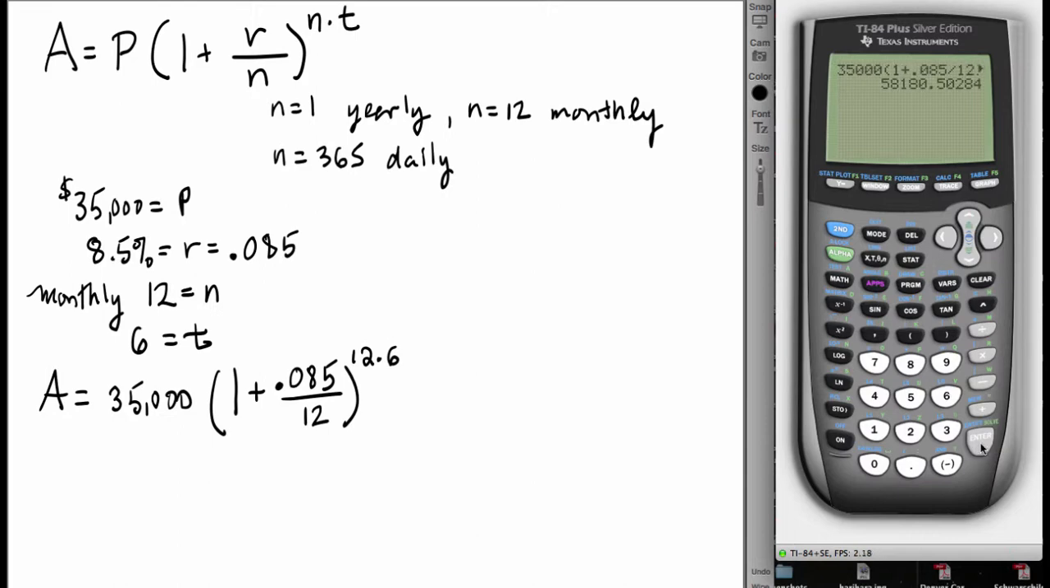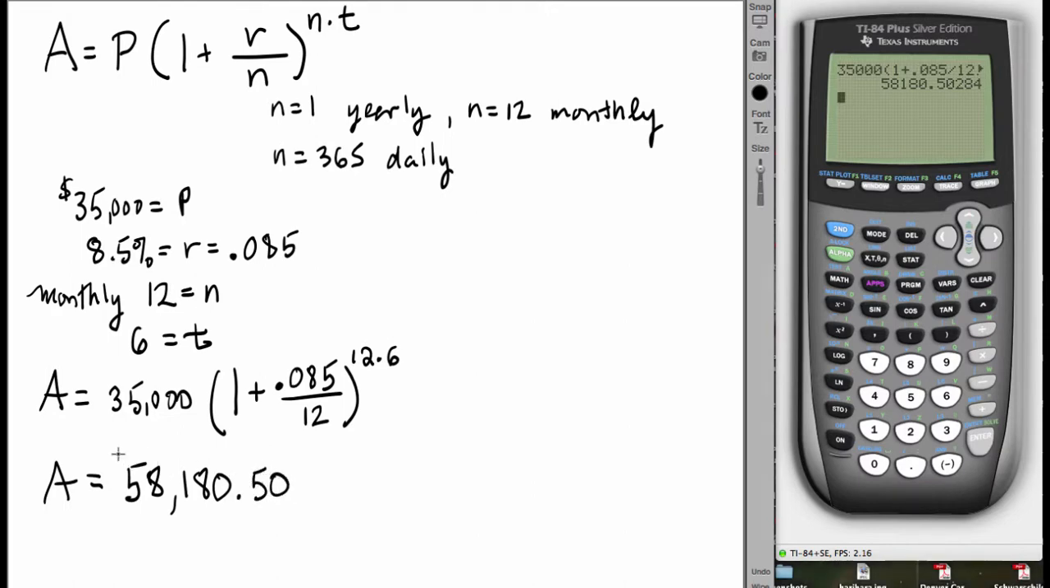Enter. There it is. The value of this account after this 6-year time period will be $58,180, and rounding it to the closest cent, 50 cents. That's the value of the investment. Let's do a quick second problem.